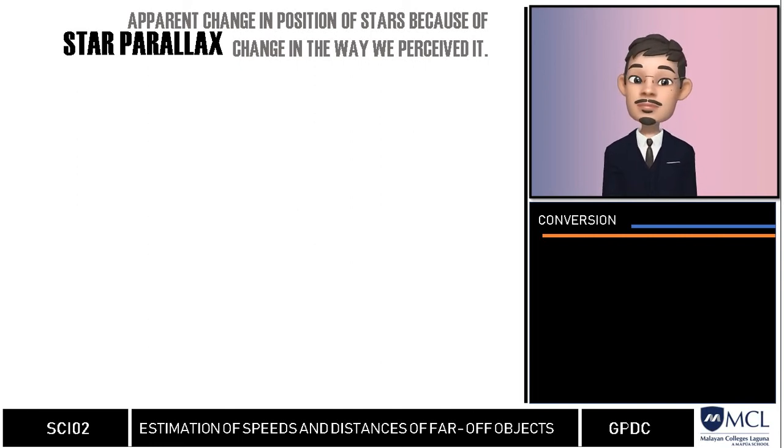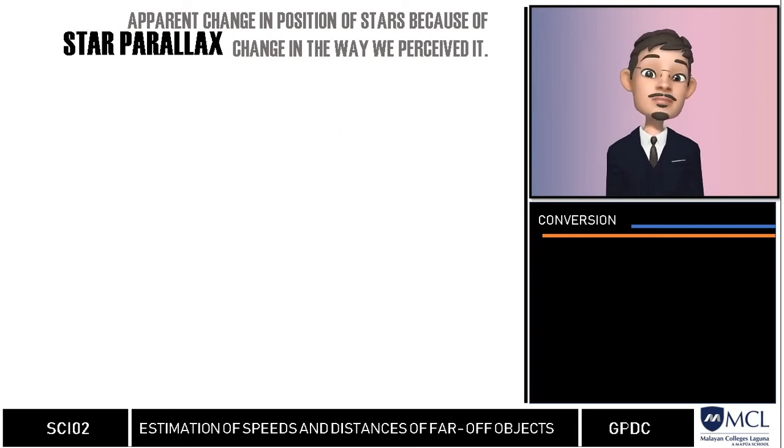Usually, astronomers take a picture of a specific star, wait for 6 months to pass so that the Earth has moved for about 2 astronomical units, and then take a photo of the same star to compare the change in its position. Let us take this for example.